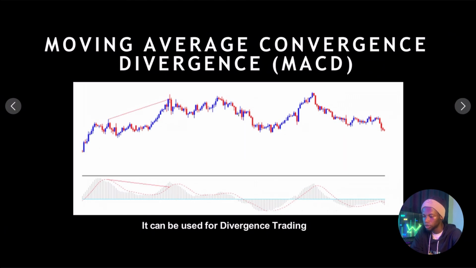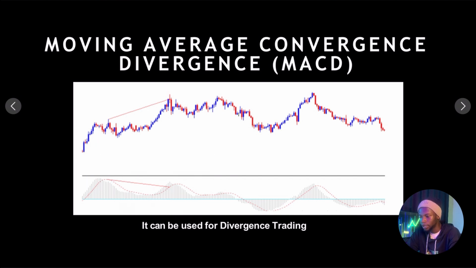So let's continue. MACD can also be used to identify divergence and convergence. So right here, this is a divergence. When the MACD is creating lower highs, but the chart is creating higher highs, it shows that there is a divergence in the market. What do I mean by this?